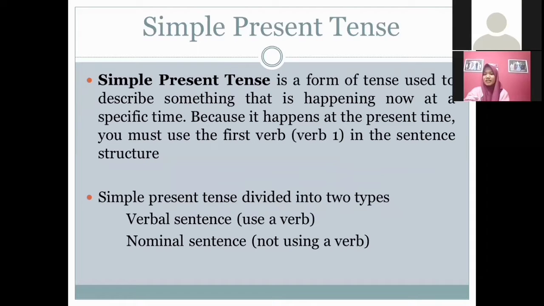We will explain about basic grammar. First, simple present tense. Simple present tense is a form of tense used to describe something that is happening now at a specific time. Because it happens at the present time, you must use the first verb, or verb 1, in the sentence structure. Simple present tense is divided into two types. One, verbal sentence, which uses a verb. Two, nominal sentence, which does not use a verb.